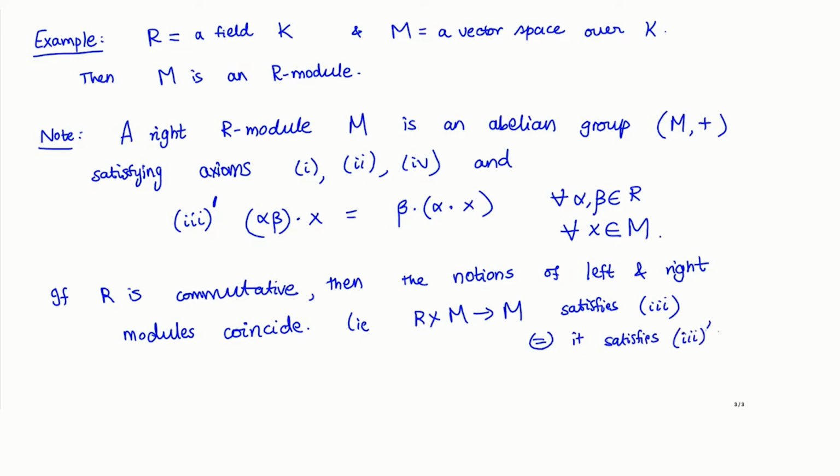Okay, and you can check this quickly. All you have to do is, instead of alpha beta here, I can replace alpha beta by the product beta alpha. It's the same thing because R is commutative, and then observe that axiom 3 dash would just reduce to axiom 3. So write out a formal proof of this fact.